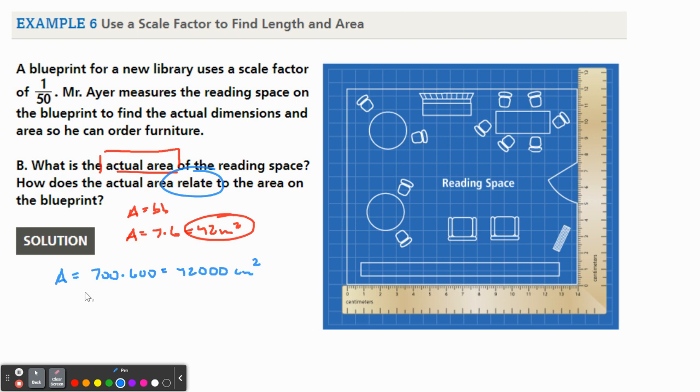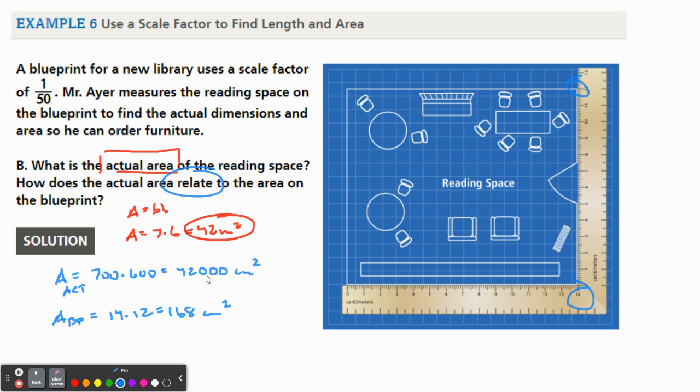Now, I want to compare that. So that's the actual. So I suppose I should be doing this is the area actual. That's ACT, it's terrible ACT. Actual. So now let's compare the area on the blueprint. And again, the dimensions are here, 14 and 12. But if we do 14 times 12, that's 168 centimeters squared.